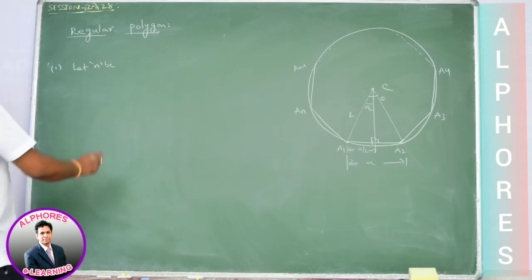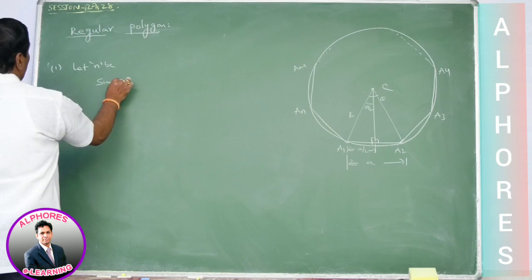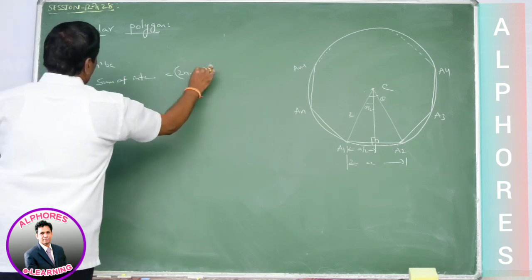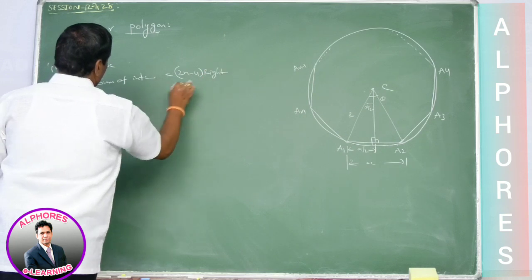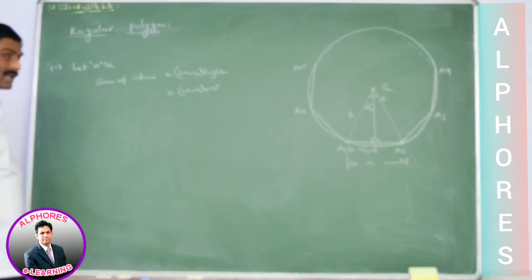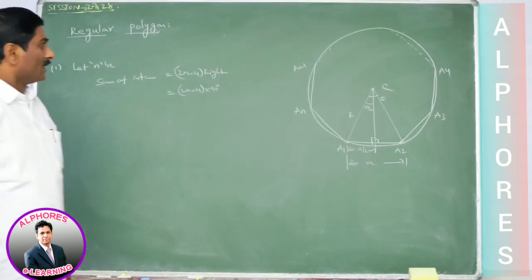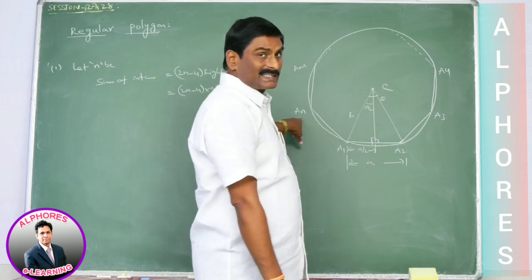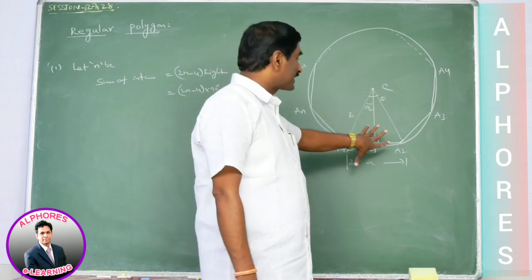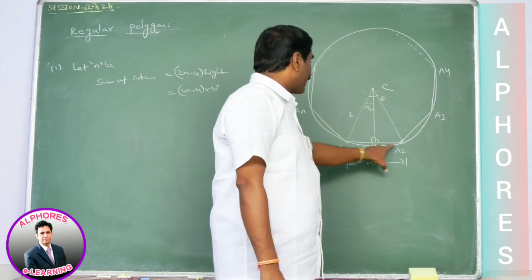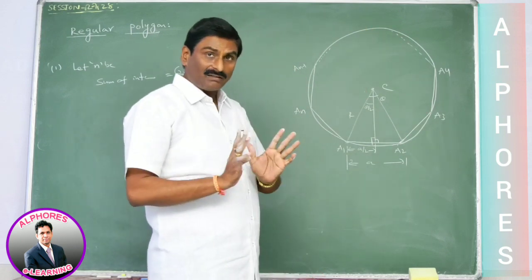Let n be the number of sides of a polygon. Then the sum of the interior angles of that polygon is equal to (2n minus 4) right angles, that is equal to (2n minus 4) into 90 degrees, where n represents the number of sides of a polygon. Suppose it is a polygon with vertices A1, A2, A3, and so on up to An. It contains n sides. That means A1A2, A2A3 and so on are the sides.